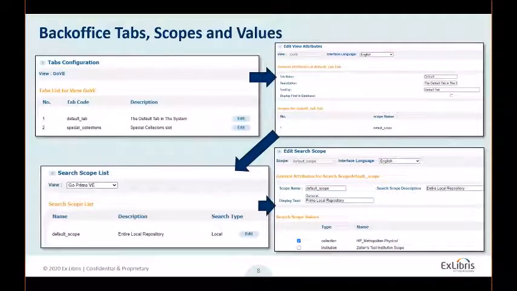Okay, before configuring search scopes, profiles, and slots in Primo VE, you may want to review the existing settings in Primo Backoffice to see how your tabs and scopes are configured. You can also check the front end of the view to see how they are presented to end users. During preparation, it may be helpful to outline the structure of the search profiles and slots that you intend to create for your Primo VE view.